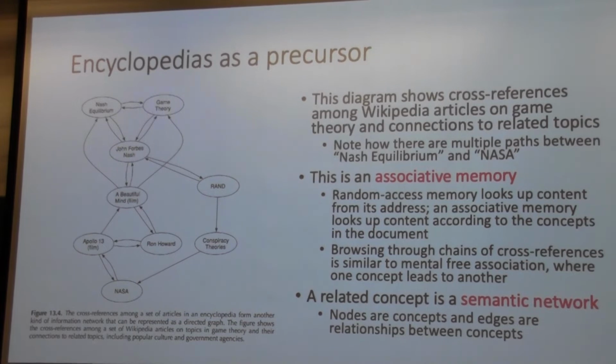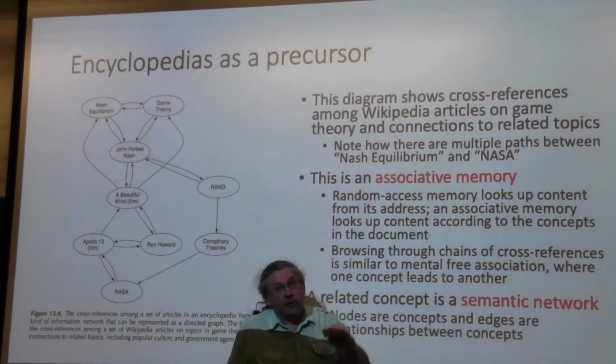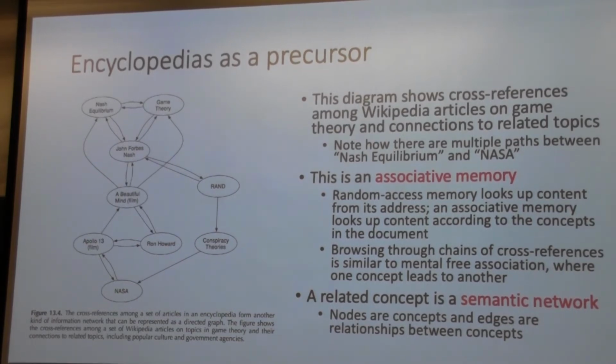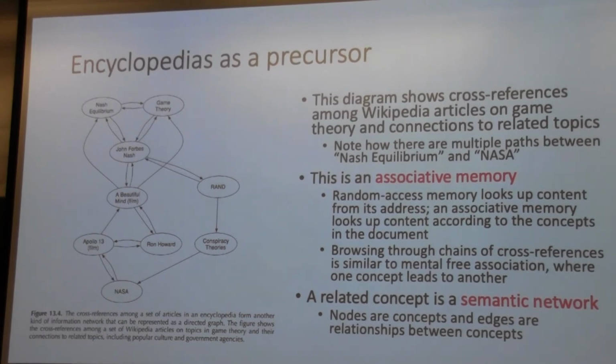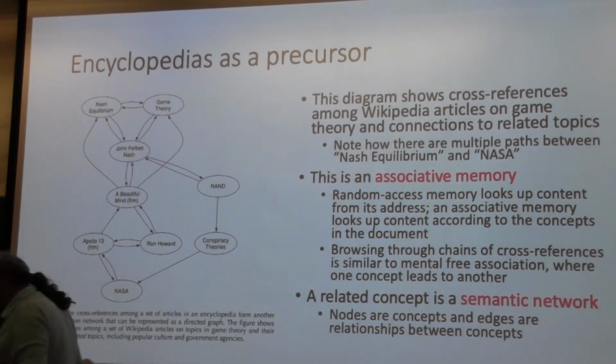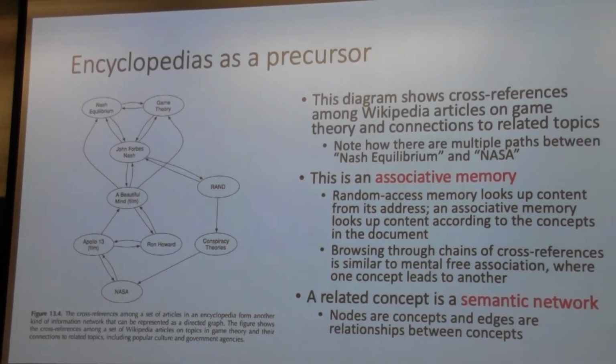This is called associative memory. So when you look up information, you don't look up the information from the name, from the address. You look it up according to the content. You say, I want all information on conspiracy theories, and in any article talking about conspiracy theories, you will get it. This is called associative memory, okay, where you can actually look up information because of the content.